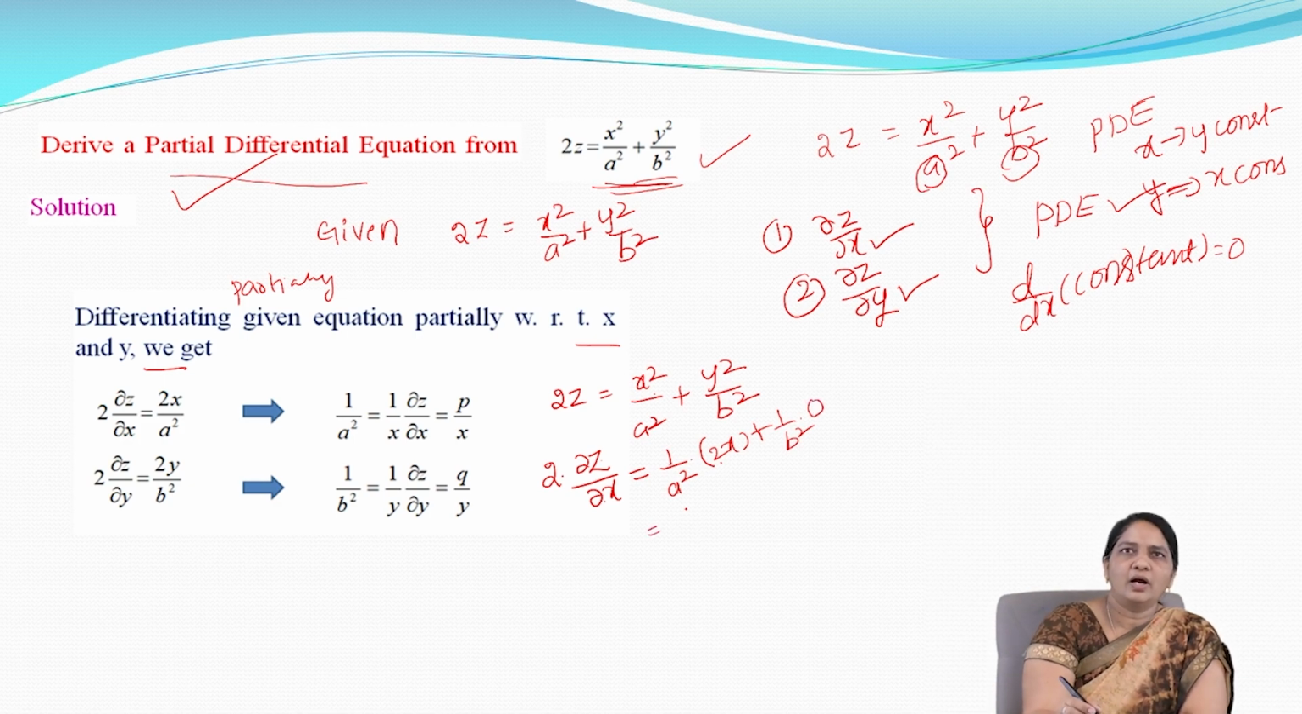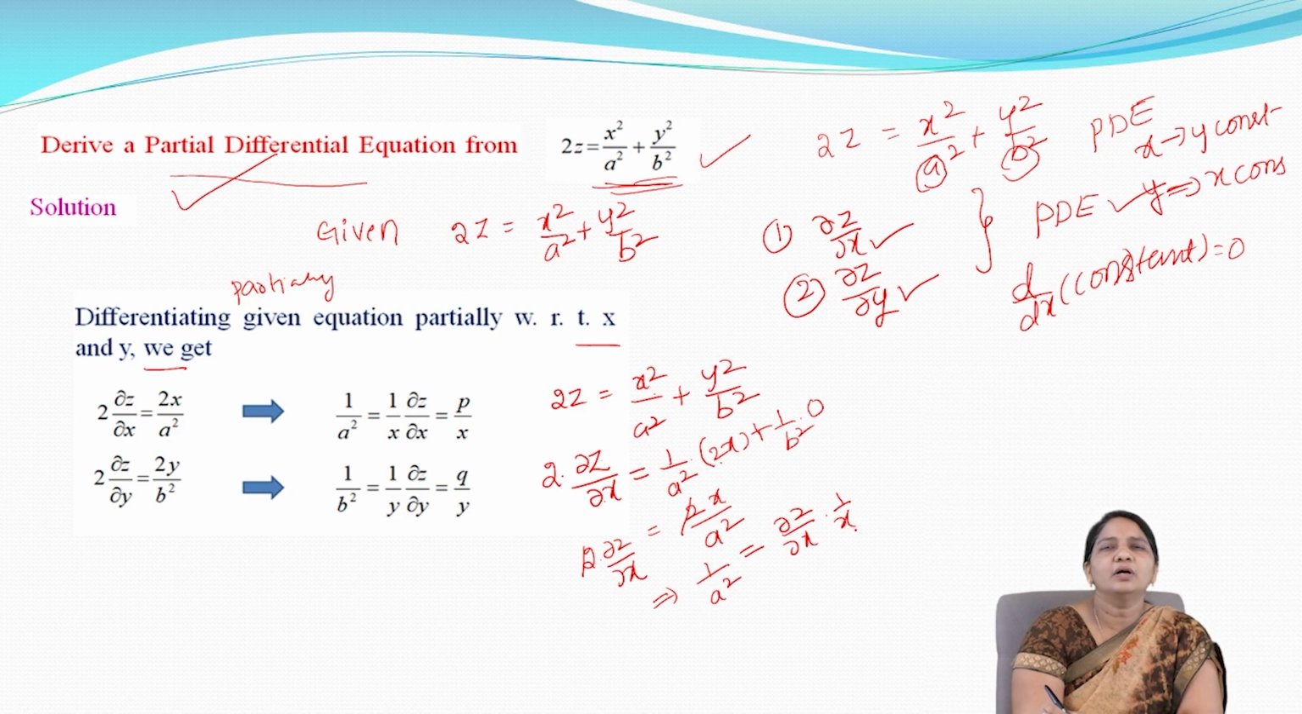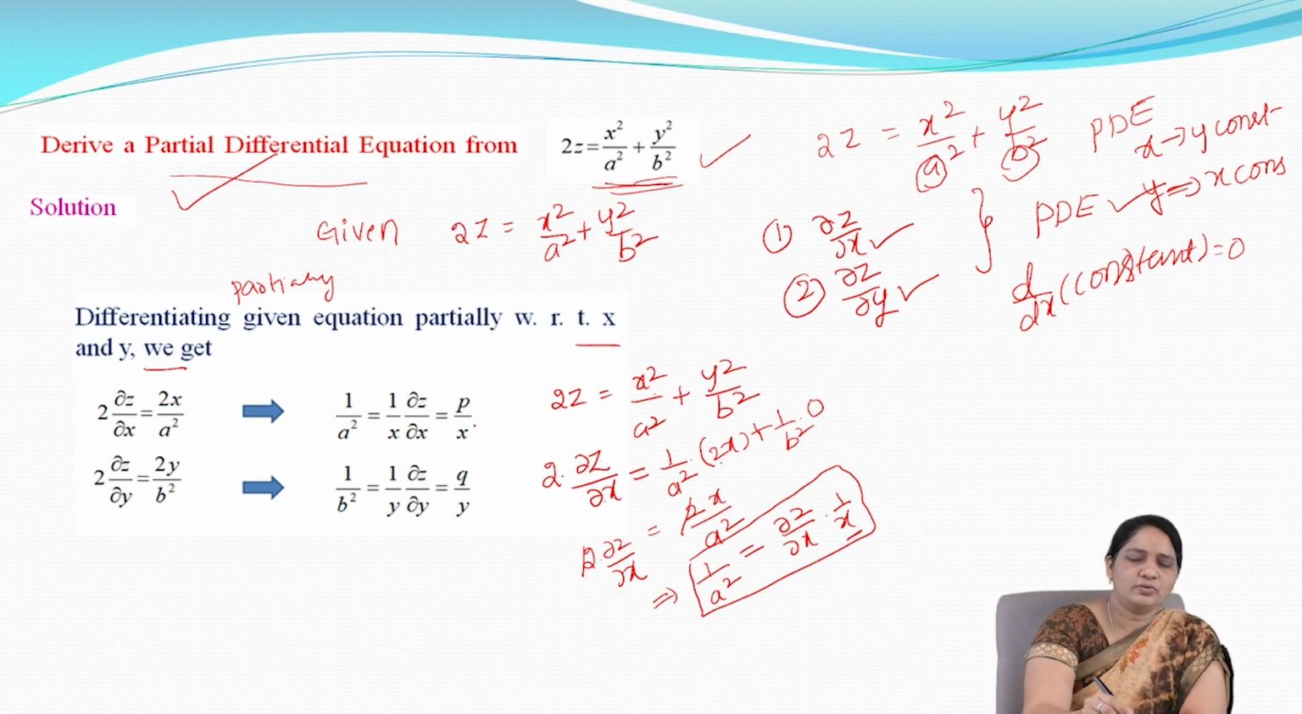So finally I am getting the value 2 into x by a square, and on the left side 2 into dou z by dou x. So the 2 will be cancelled here. Finally I am getting the value of 1 by a square from the equation. So 1 by a square equal to dou z by dou x into 1 by x. Here, when x is sent to the other side, it becomes 1 by x. This is the value we can observe here.